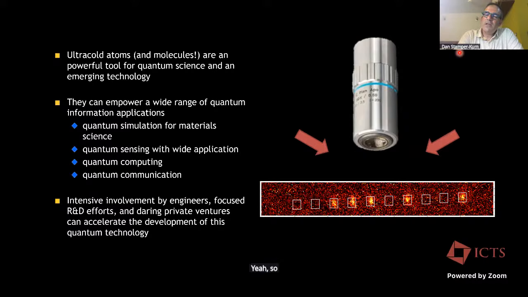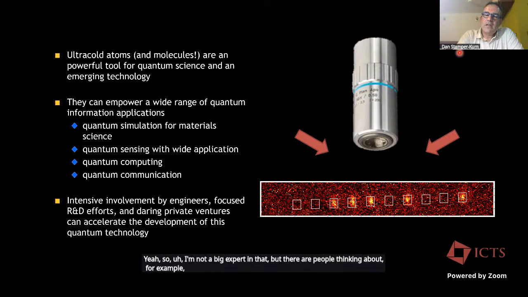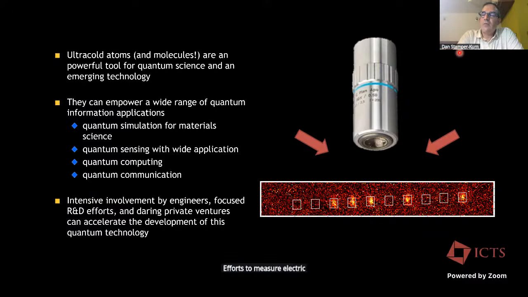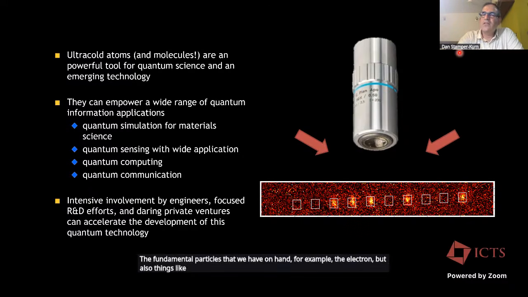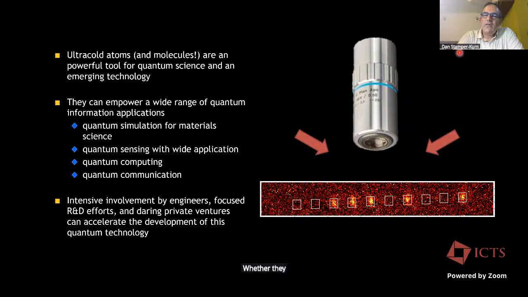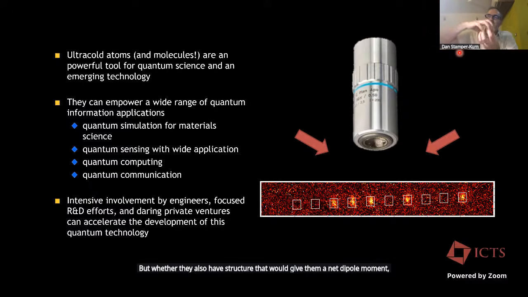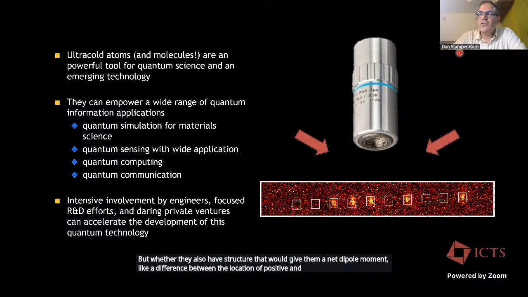Yeah, so I'm not a big expert in that, but there are people thinking about, for example, efforts to measure electric dipole moments of fundamental particles. This is a topic in fundamental physics. We ask whether the fundamental particles that we have on hand, for example, the electron, but also things like the neutron, whether they have not just a net charge, like the electron, proton, and neutron do, but whether they also have structure that would give them a net dipole moment, like a difference between the location of positive and negative charge.